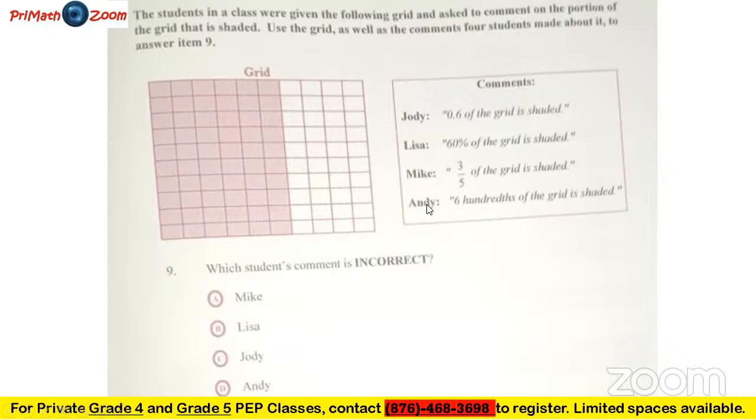So Mike is correct. Andy said 6/100 of the grid is shaded, but really 6/10 of the grid is shaded, and 6/100 will only be 1, 2, 3, 4, 5, 6 out of the entire grid shaded for Andy to be correct. And so Andy is incorrect based on the grid. All right.